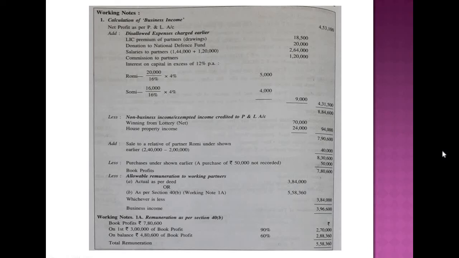So you can see after calculating, you get 5,000 and 4,000. Then the total interest on capital in excess of 12% is rupees 9,000. So after adding back, you'll get 8,84,600. Then you have to less the income not taxable under this head. So winning from lottery, you have to take the net amount, that is 70,000, and house property income, that is 24,000. So after subtracting the income not taxable under this head, you get 7,90,600. Then you have to add the sales which has been undershown, that is 2,40,000 minus 2 lakhs, that is 40,000.